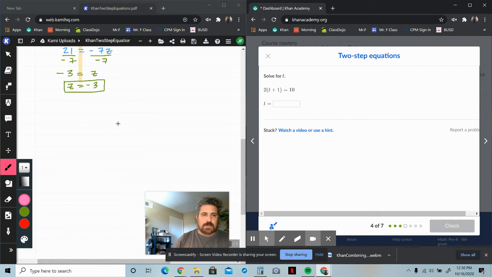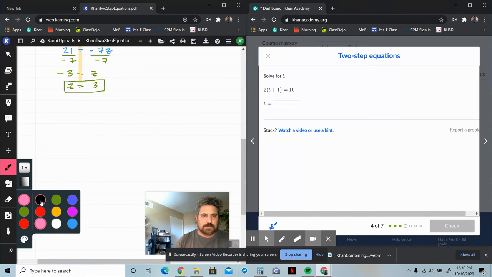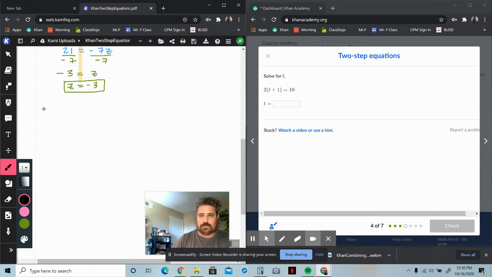The next one is going to be 2 times the quantity of t plus 1 equals 10. Okay, so that's number 4, I think. Number 4: 2 times the quantity of t plus 1 is equal to 10. Now, like I said, I like to distribute first. So if it was me, I would go like this. I'd say 2 times t plus 2 times 1. That's 2t plus 2 is now equal to 10.